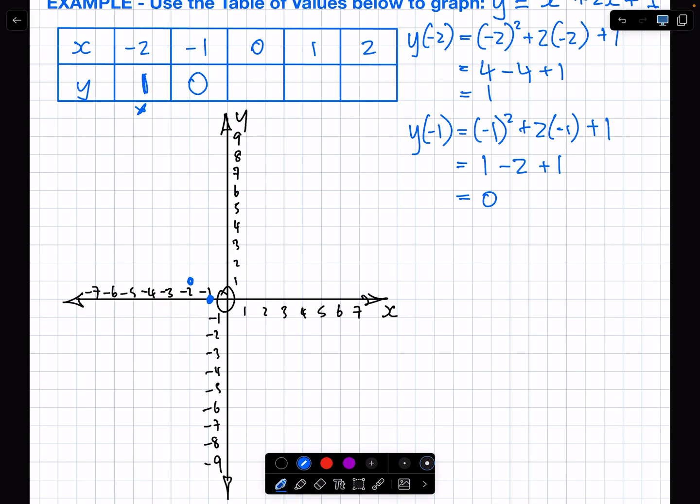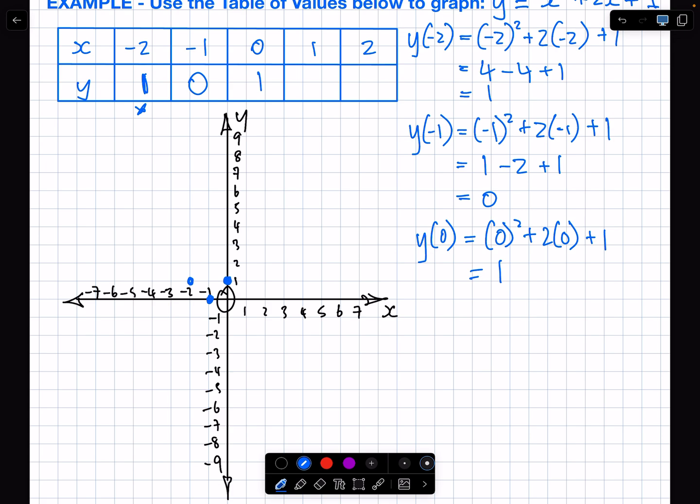So I'm going to quickly do the remainder. What is y when x is equal to 0? 0 squared plus 2 lots of nothing, add 1. This is going to be 0. This is going to be 0. What are you going to have left over? 1. So when x is 0, y is equal to 1, you're going to have a dot here. Can you see how there's a curve now? It's like a triangle. We're not done yet.